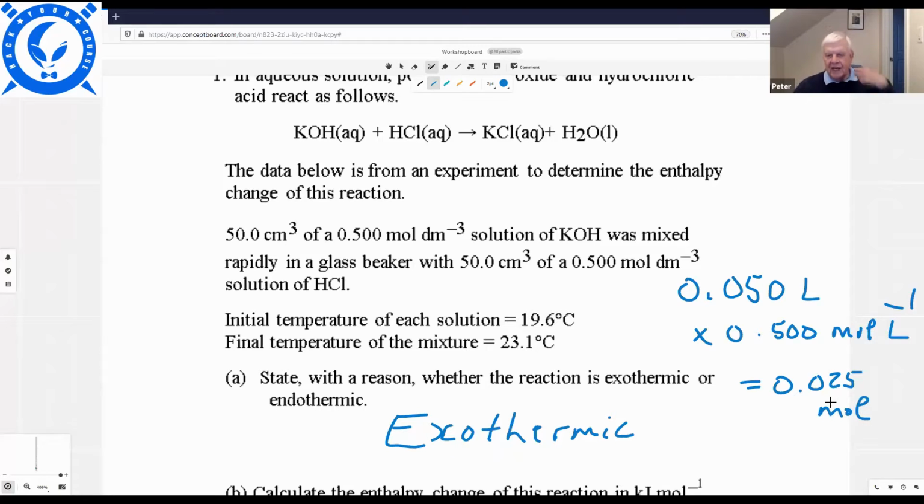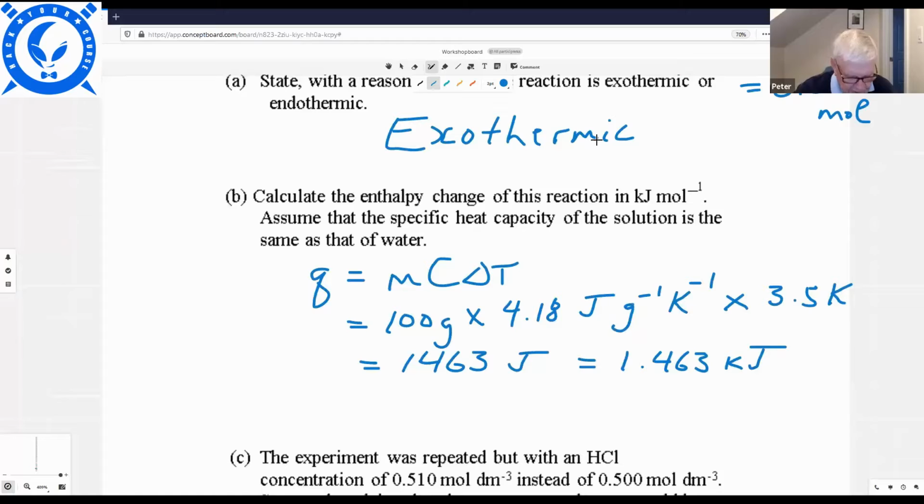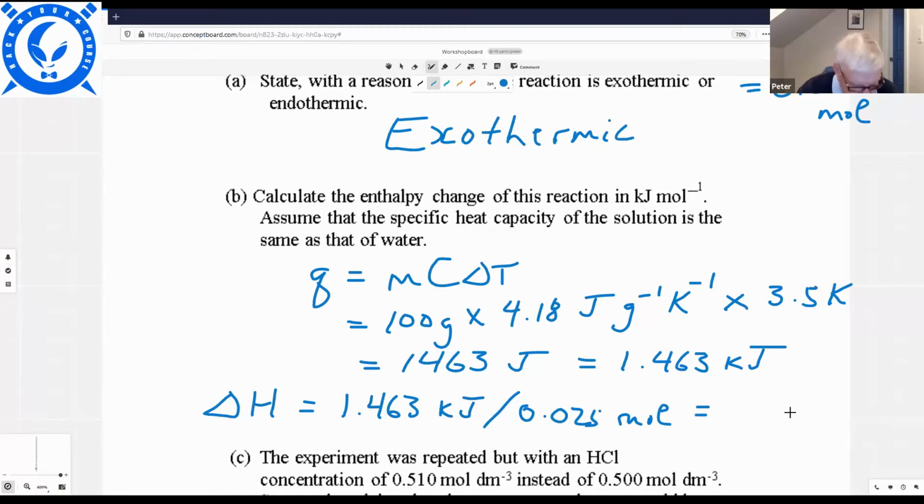In other words, in this reaction, you took 0.025 moles of KOH, combined it with 0.025 moles of HCl to form 0.025 moles of KCl and 0.025 moles of water. That's what the balanced equation means. So therefore, you know that 0.025 moles generated 1.463 kilojoules. So the delta H of this reaction will be 1.463 kilojoules divided by 0.025 moles, which works out to be minus 58.5 kilojoules per mole.